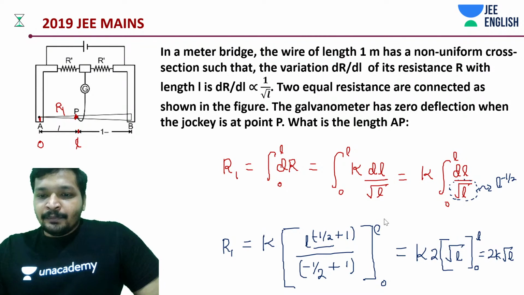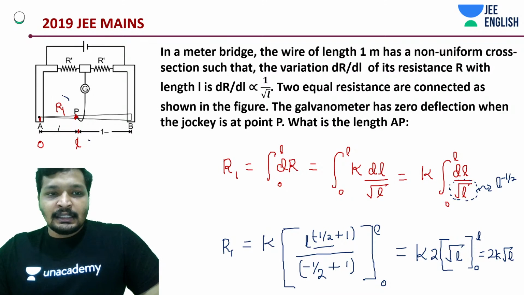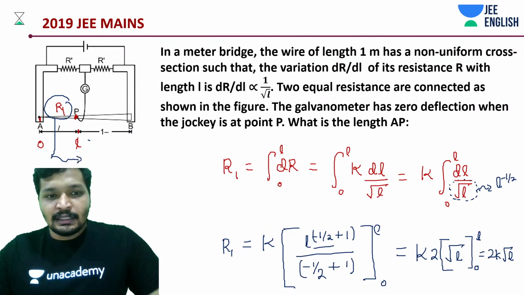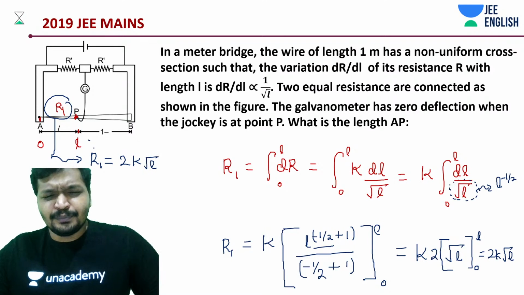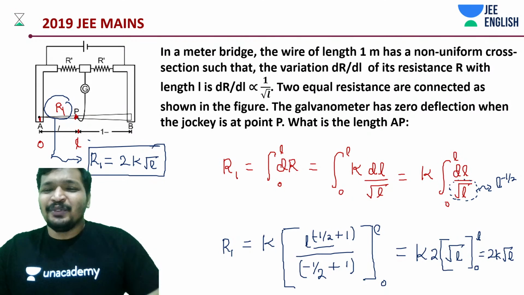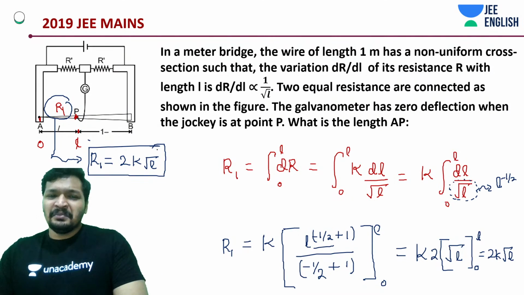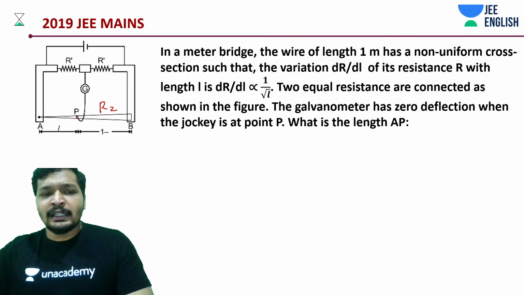So we got some important information, that is the resistance R1 value is how much? Something like R1 is equal to 2k root of L. I'm not writing down the minus 0 part. Now the next one is also going to be the same. Okay, we need to figure out what now. I guess this is simple now. R2 is going to be from where to where?